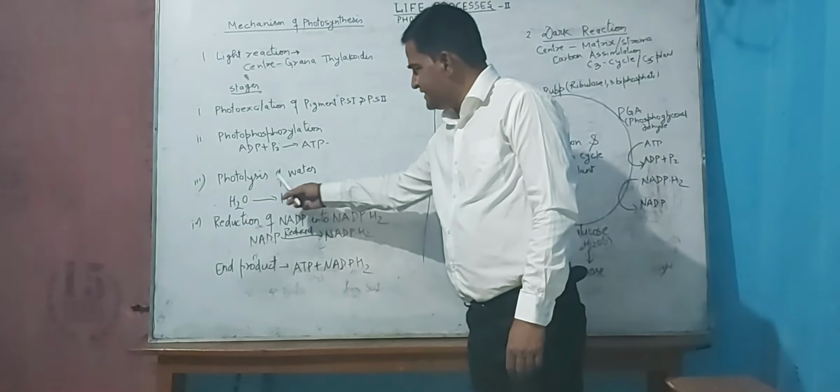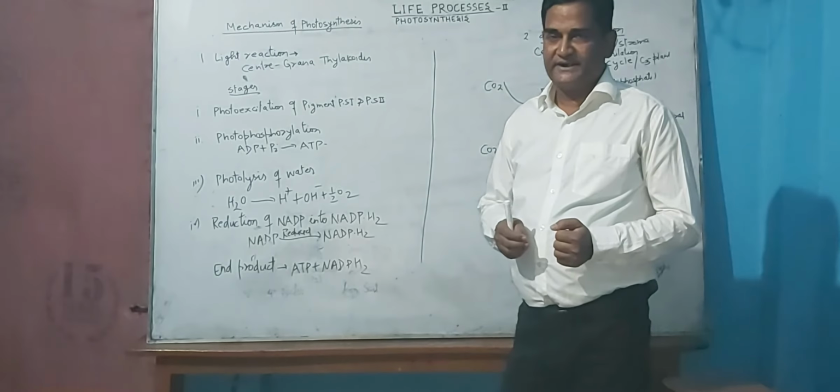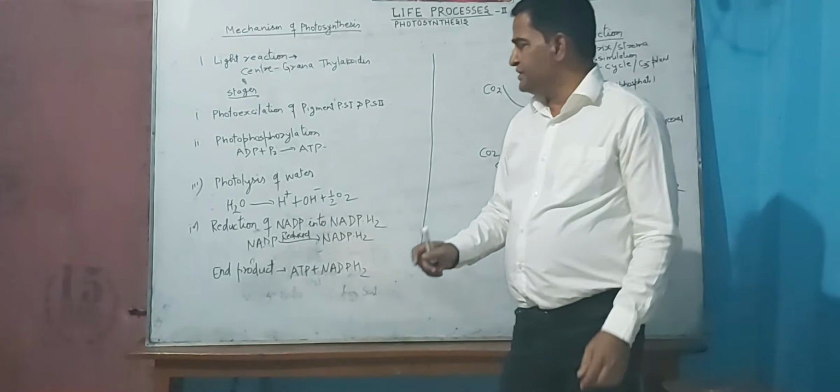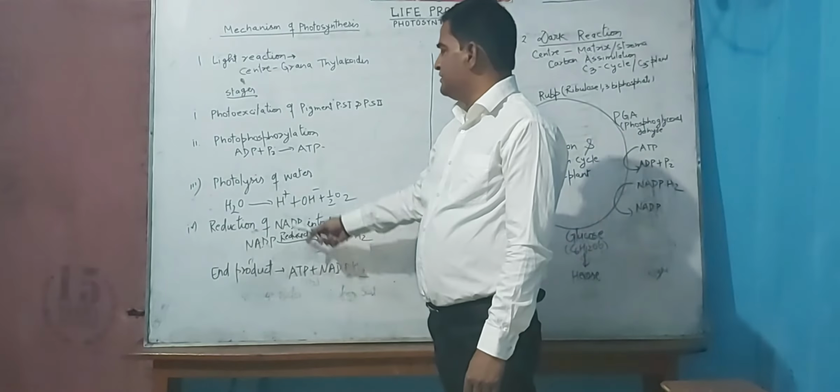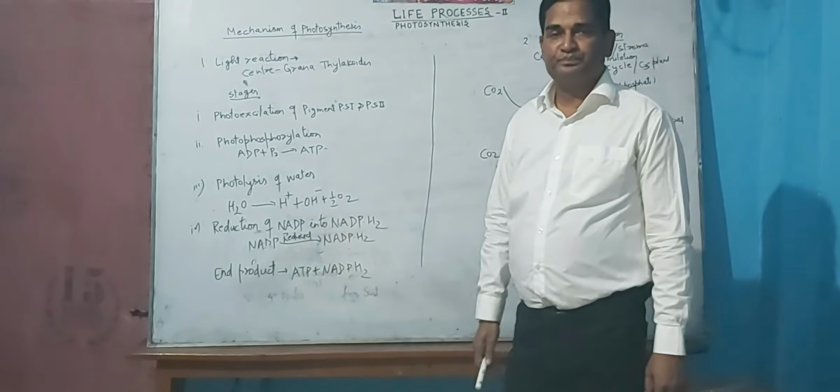Third is the photolysis of water. When the sunlight falls on the water surface, it is broken down. H2O is broken down into H plus, that is proton, H minus and half O2.